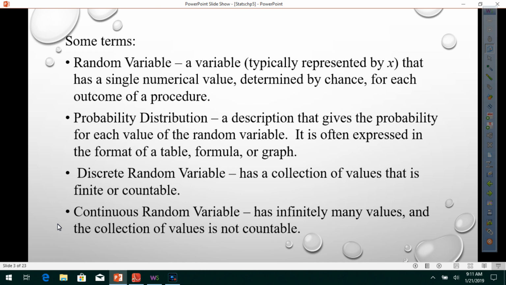A discrete random variable has a collection of values that is finite or countable. A continuous random variable has infinitely many values, and the collection of values is not countable. Now, we've talked about these before, okay? We've made that distinction between discrete and continuous.